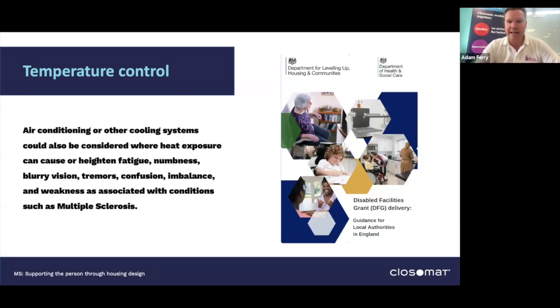But the fact that that's in there as an example just highlights how important temperature control in rooms and buildings is for someone with MS. And it has a significant impact on all of those presentations. So please just be aware that things like air conditioning can be recommended through DFG as long as you can determine that it's necessary and appropriate.